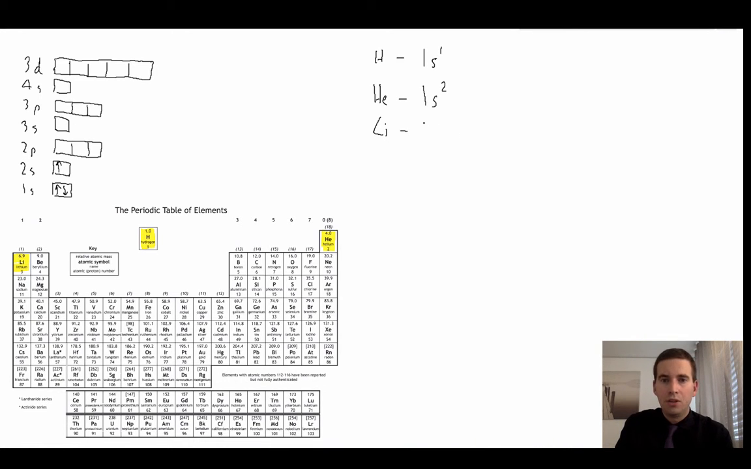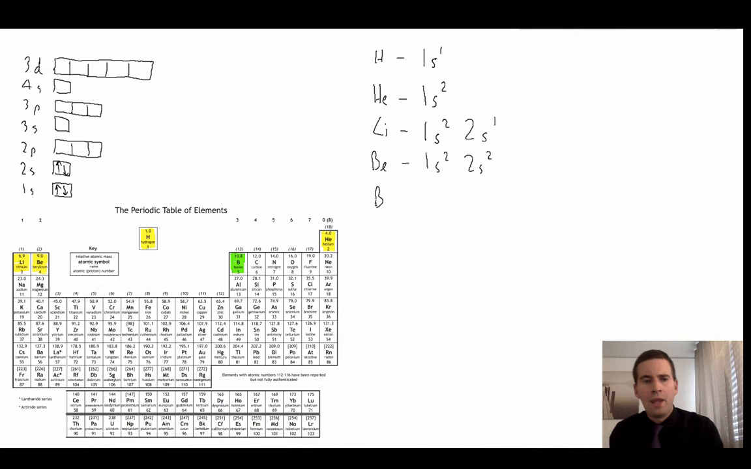So for lithium, you start at the beginning, so the 1s2, but then we also have 2s1. This tells us that there are 2 electrons in the s subshell of the first quantum shell, and 1 electron in the s subshell of the second quantum shell. Beryllium, we just fill up this 2s subshell. So again, start at the beginning, 1s2, we now have 2s2 as well. That's the 4 electrons in total which are present in beryllium.